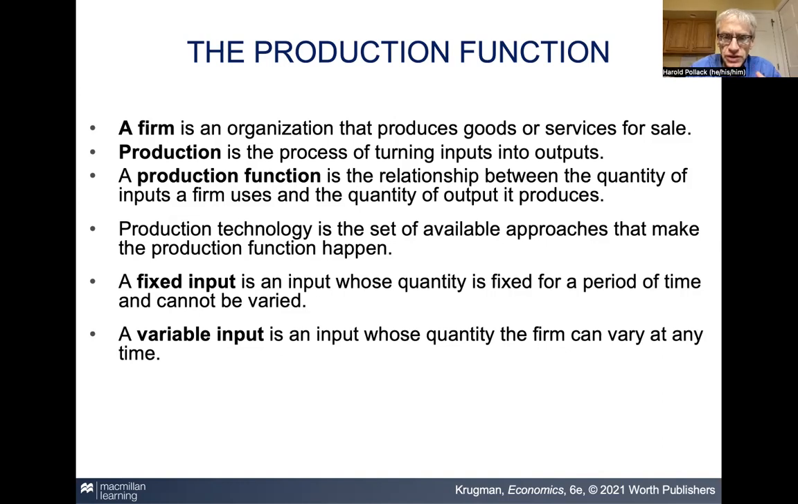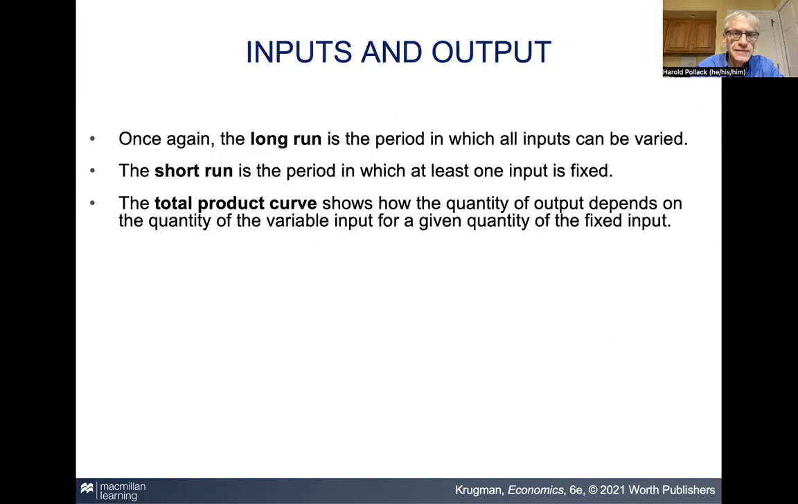There's a fixed input, an input whose quantity is fixed for the period of time and can't be varied. There's a variable input, which is an input that you can change the quantity of, turn the dial at any time. Now, over a really long period of time, you can move the fixed inputs too, but over the short period of time, you can just turn the dial on the variable inputs. So again, long run is the period in which all inputs can be varied. And the short run is when at least one of the inputs is fixed.